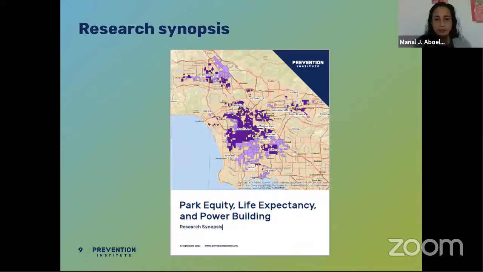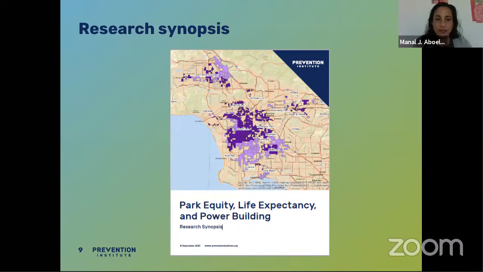Thank you, Jasneet. As I mentioned, in 2019, with funding from Urban Institute's Powering Healthy Lives initiative, we set out to explore the relationship between the availability of parks and life expectancy at the census tract level using United States small area life expectancy estimates.